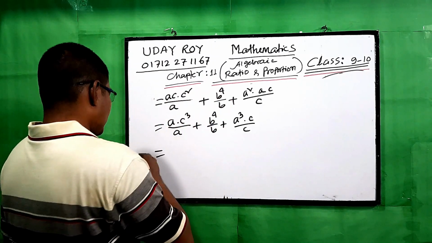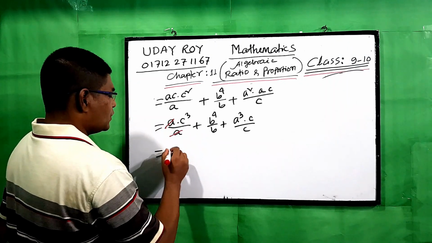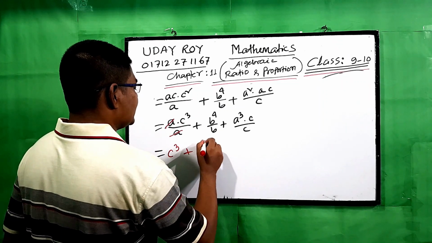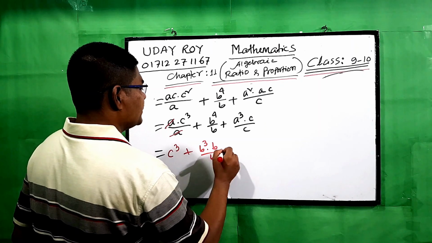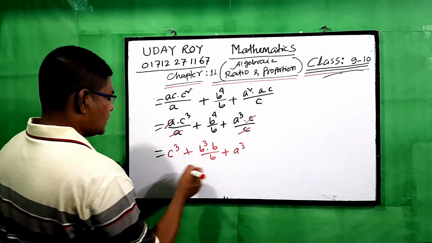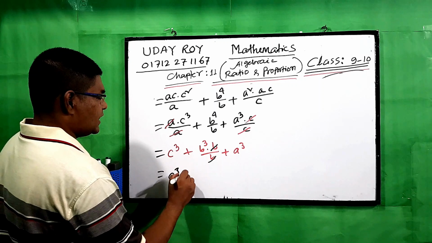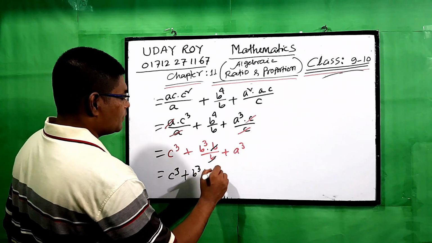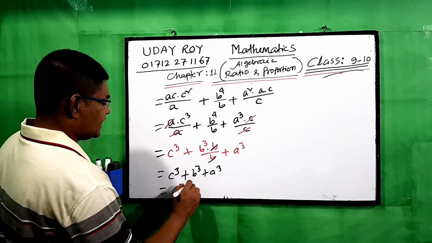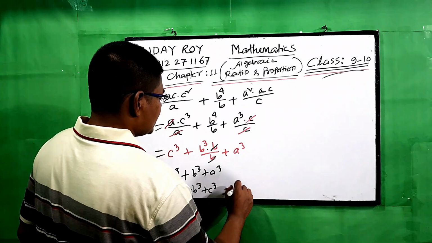Now we can do the maths easily. Here is a into a, so we get c cube. Here is b, here is b⁴, so we can write b cube into b by b. Here is c out, we get a cube. So here is b and b out, we get c cube plus b cube plus a cube. Okay. Now we can write a cube plus b cube plus c cube. This is the right hand side.